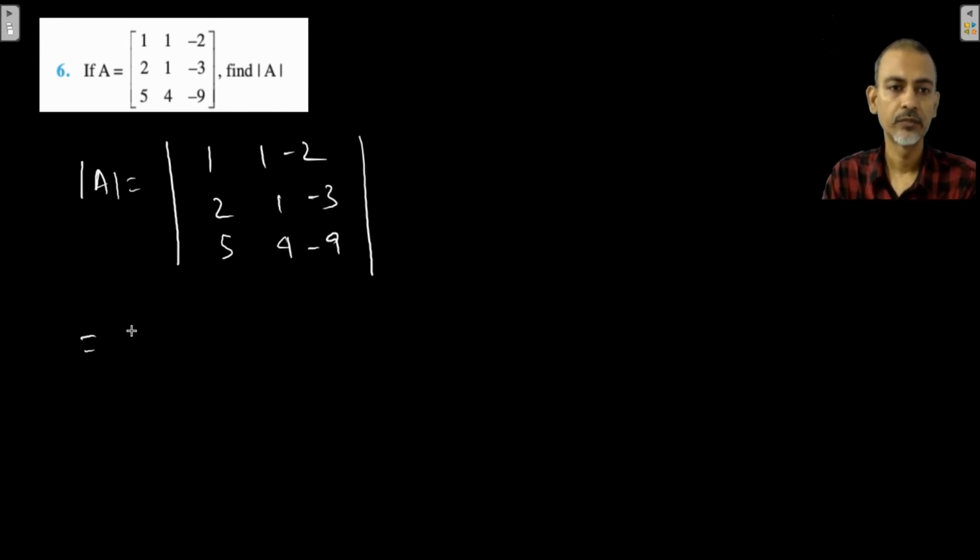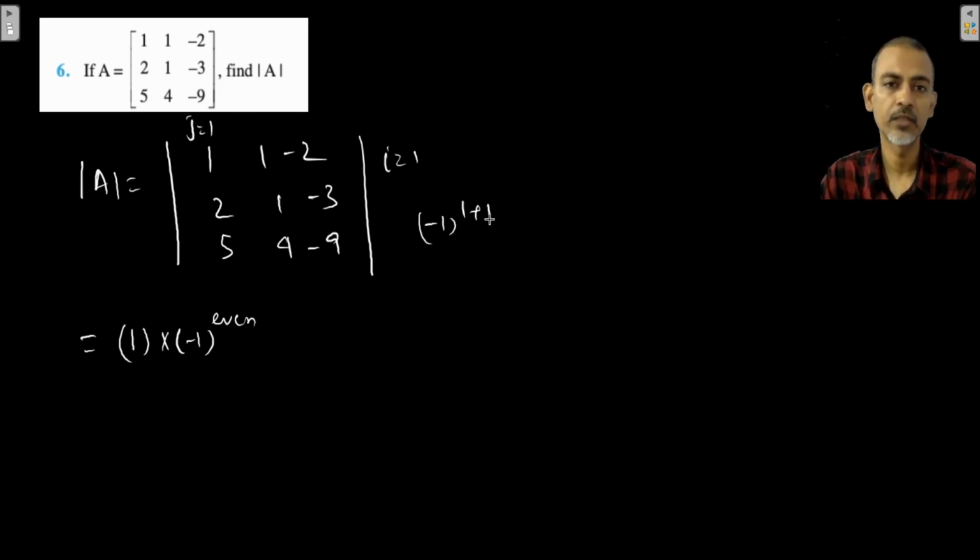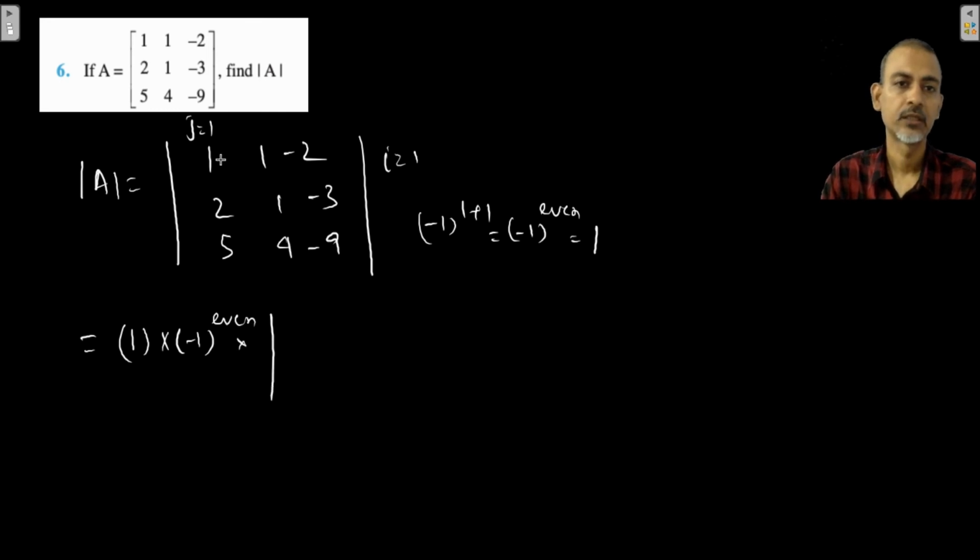So here 1 firstly, and then minus 1 to the power 1 plus 1 is going to be even. What I am writing as even and odd is, here i is 1, j is 1, so minus 1 to the power 1 plus 1. So this is minus 1 to the power even, so this is going to be 1. And then this determinant is going to be 1, minus 3, 4, minus 9.